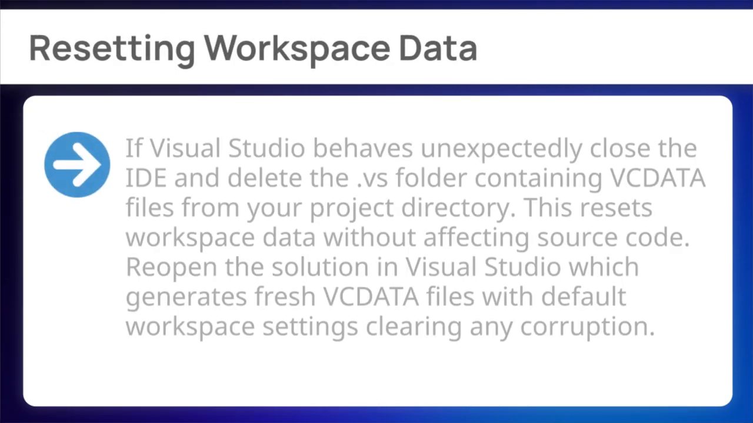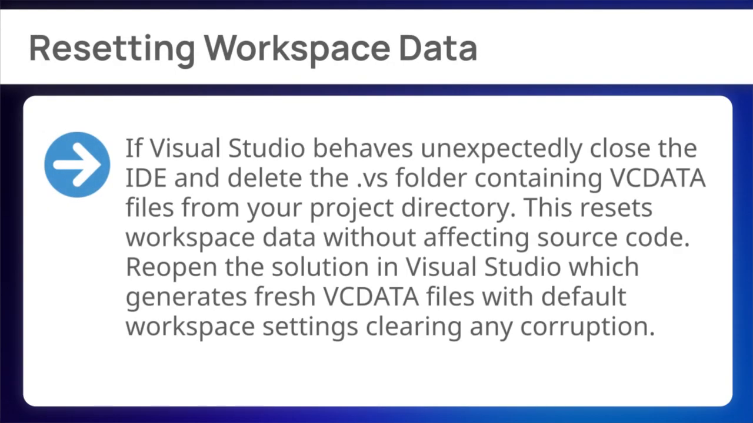Next, resetting workspace data. If Visual Studio behaves unexpectedly, close the IDE and delete the .vs folder containing VCDATA files from your project directory. This resets workspace data without affecting source code. Reopen the solution in Visual Studio, which generates fresh VCDATA files with default workspace settings, clearing any corruption.